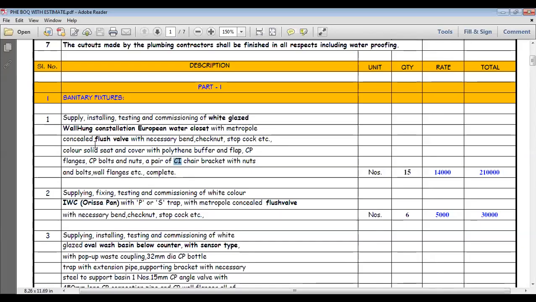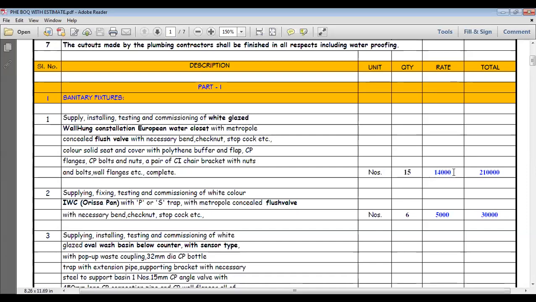This is the European water closet description. How many numbers have we used in the project? 15 numbers we have used. Rate per unit is 14,000. So 15 into 14,000 is 2.1 lakh. So like that we have to map the description. We have to put quantity, rough value, and rough rate.